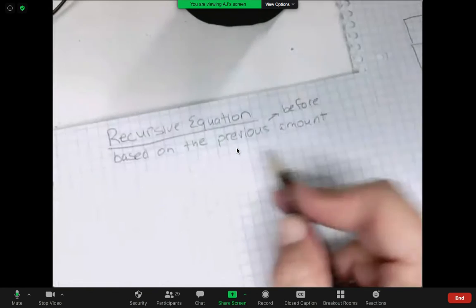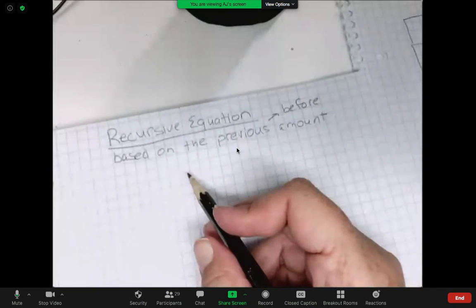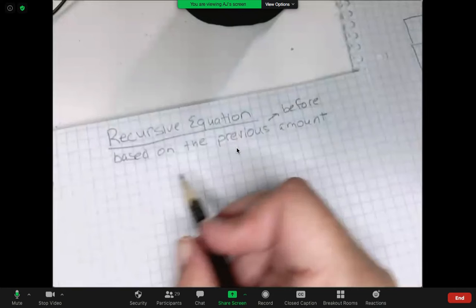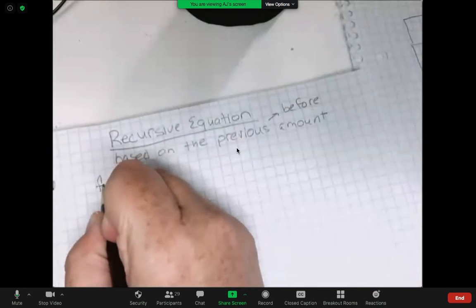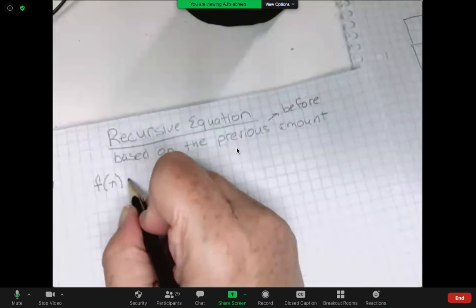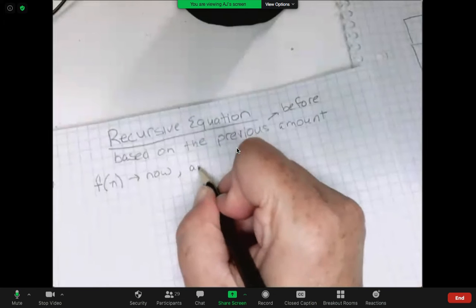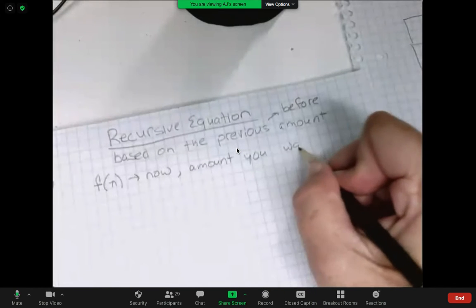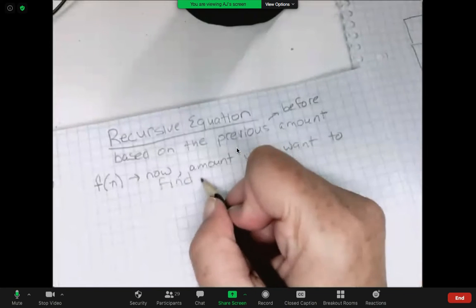And honestly, these recursive equations are the easier ones. I'm going to use the letter N for recursive because I've seen it done that way a lot, like on the SAT and things. So I'm going to use N instead of X's. So let's write down what a few things are going to be in a recursive. F of N, that means the amount now. It's the amount that you want to find. The number that you want to find or calculate. It's also the output.